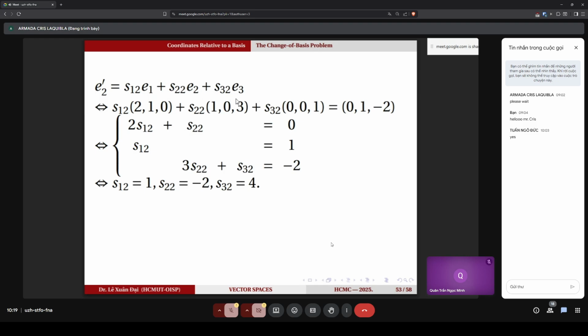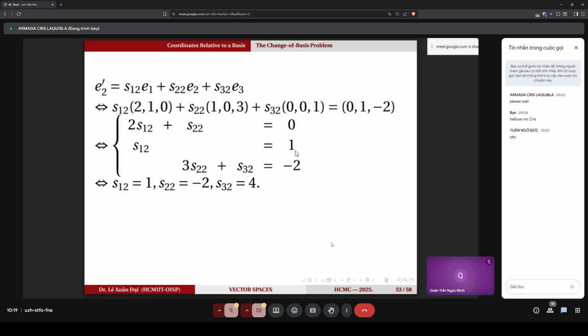And then for your E, we have 1, 2, 3. So S12 times your E1, E1 is this, S22 is 103, your S32 is 001, and you have this 0, 1, -2 as the answer. Now you get the first coordinates, so we have this equals 0. The second coordinate, S12 is equal to 1. And then the third coordinate, we have 0 for the S12, 3 times S22, 1 times S32 is equal to -2.